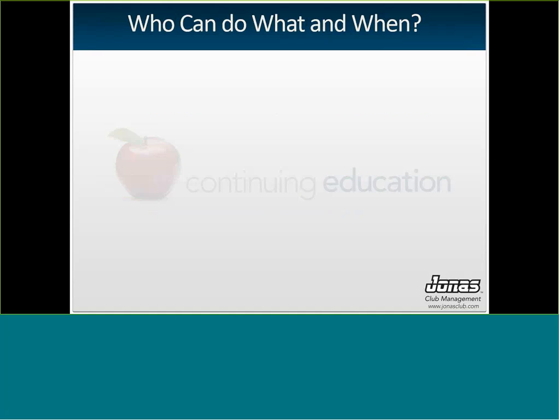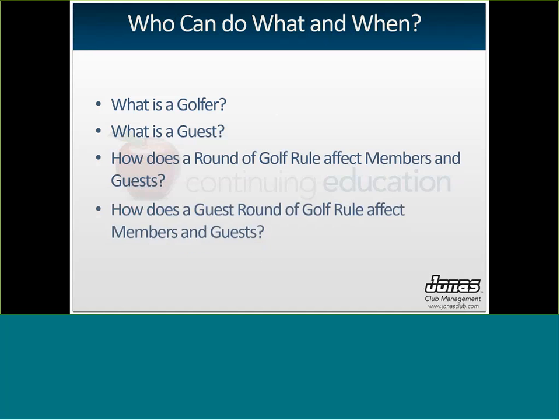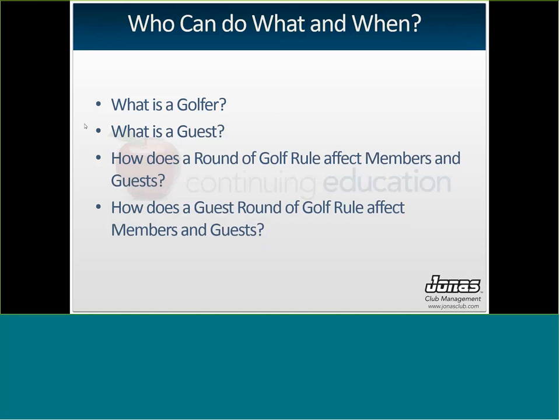So basically, golfer classifications tell us who can do what and when. What is a golfer? What is considered a guest? And how does a round of golf rule affect members and guests? These are things that we're going to be going through, and we'll keep going back through all the different parts. There's a round of golf rule, and there's a guest round of golf rule. This does not mean this round of golf rule affects guests and this one affects members. They're actually both for members or for golfers.